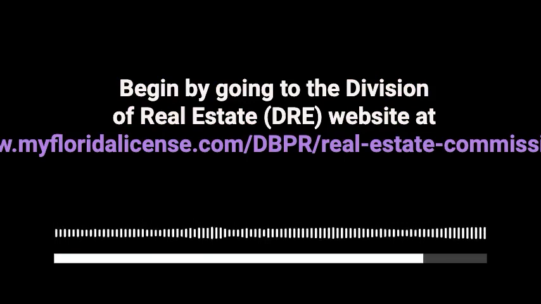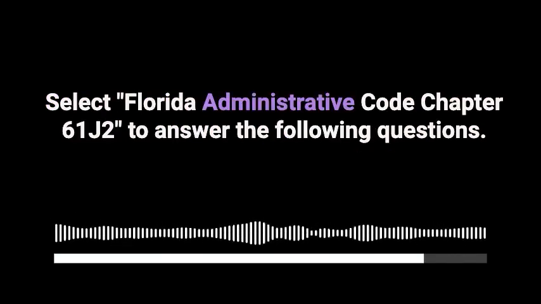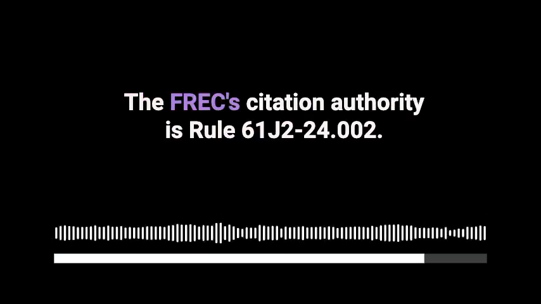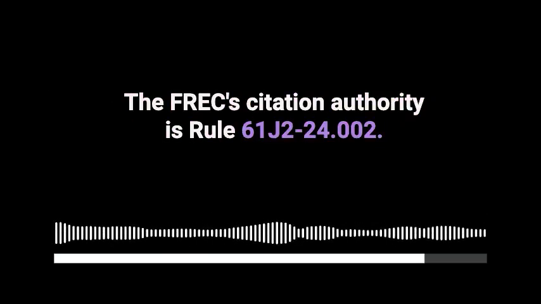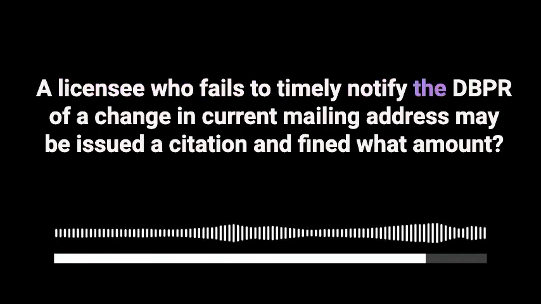www.myfloridalicense.com/dbpr/re/frec. At the DRE website, locate and select the link to go to Statutes and Rules. Select Florida Administrative Code Chapter 61J2 to answer the following questions. The FREC's citation authority is Rule 61J2-24.002. 1. A broker who fails to obtain a multiple permit may be issued a citation and fined what amount? 2. A licensee who fails to timely notify the DBPR of a change in current mailing address may be issued a citation and fined what amount?